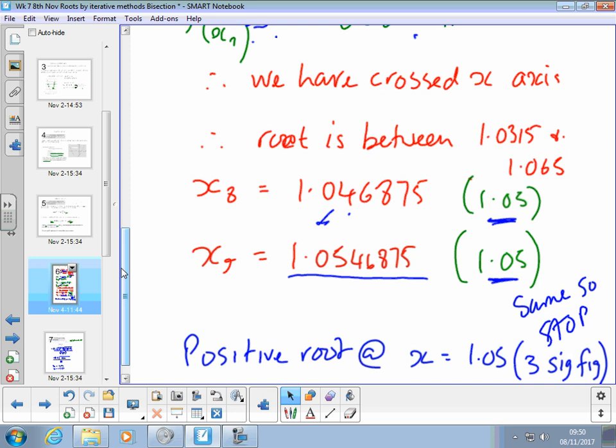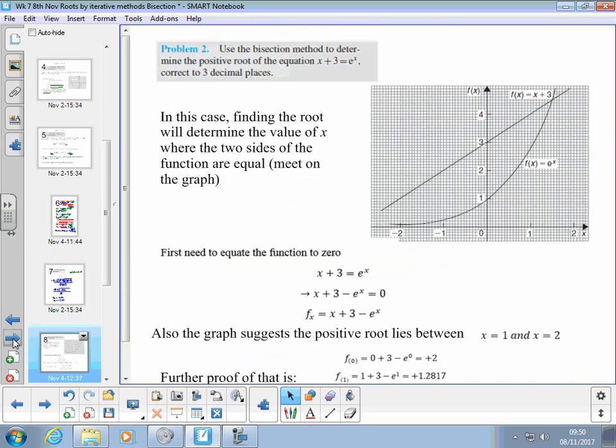Right. What I want to do now is extend the technique a little bit further. To use the bisection method to determine the root of the equation x plus 3 is equal to e to the x, correct to 3 decimal places. In this case, finding the root will determine the value of x where the two sides of the equation meet on the graph. So where the function x plus 3 meets the function e to the power of x.